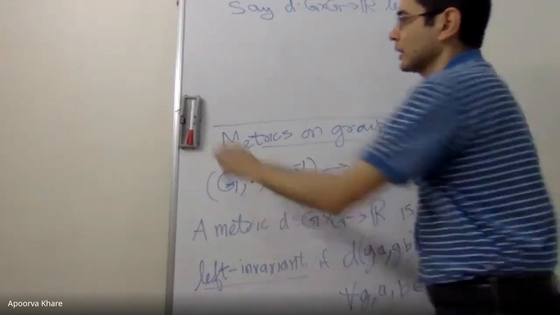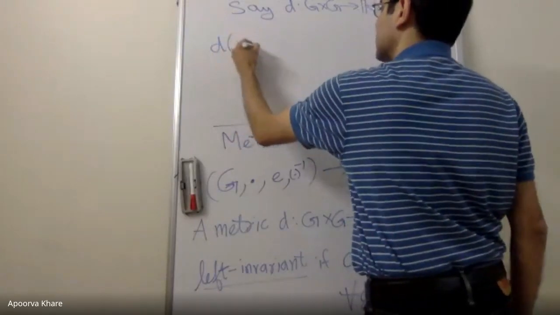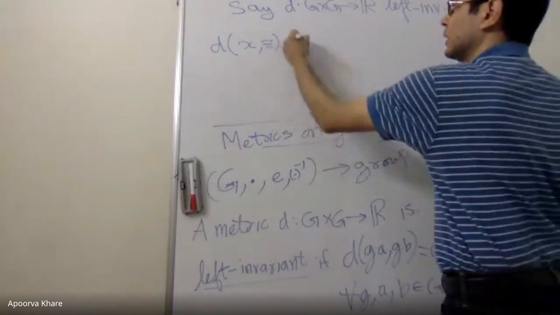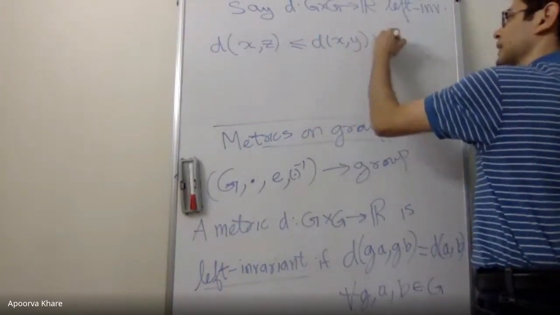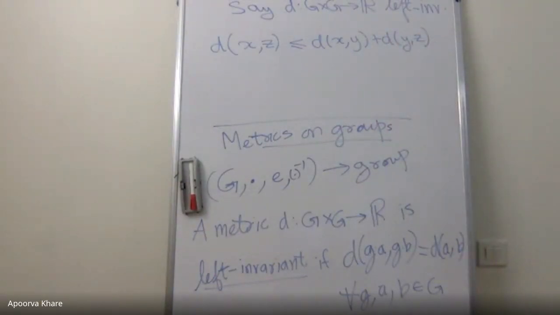Then let us look at the triangle inequality. So the triangle inequality is the distance from, let's say, X to Z. These are all now elements of the group. Less than or equal to distance from X to Y plus distance from Y to Z. So we all know what the triangle inequality states. Let me write these for special cases.